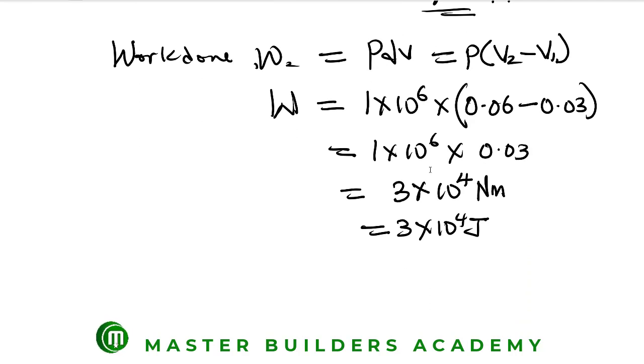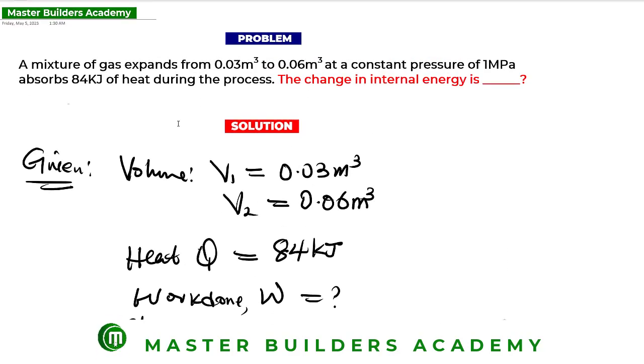We just have to divide this result by 1000, and if we do, our outcome becomes 30 kilojoule. This is the work done for this particular process. Now, having obtained the work done, all we need to do is get the internal energy.